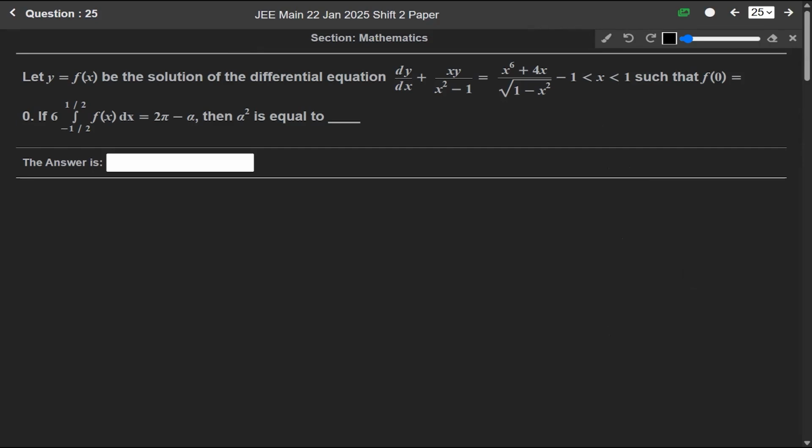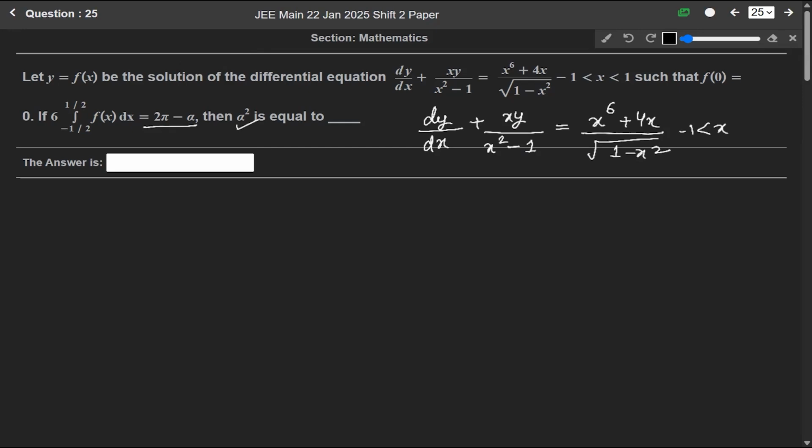If 6 times the integral from minus 1/2 to plus 1/2 of f(x) dx equals this, then the value of alpha square is equal to, okay. So we are given dy/dx plus xy over x square minus 1 equals x^6 plus 4x over under root 1 minus x square, where x is greater than minus 1 and less than 1. So first we'll calculate its integrating factor.